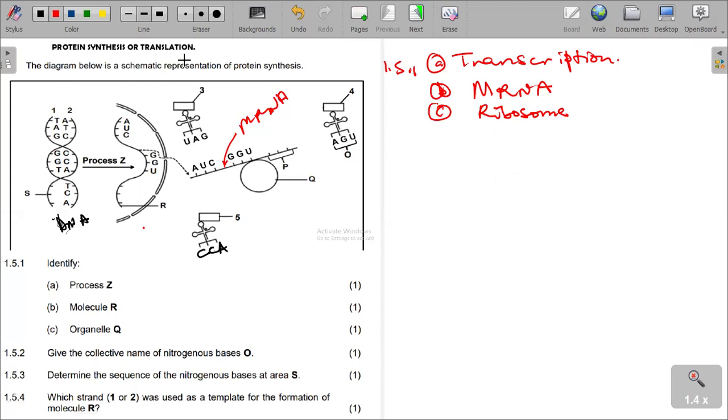Then 1.5.2: the question says give the collective name for the nitrogen bases on O. We are talking about these nitrogen bases here, the ones at O. What are they collectively called? These are called anticodons.